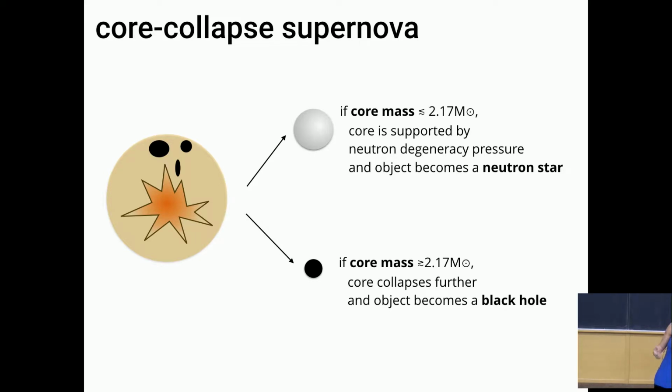If the core mass is greater than about 2 solar masses, then the neutron degeneracy pressure can no longer overcome the gravitational collapse, and the core collapses even further into a black hole. There are also scenarios where the star is destroyed entirely, or the core is destroyed entirely, but that's not very interesting to gravitational waves, or binary mergers at least. So I'm going to focus on these two.